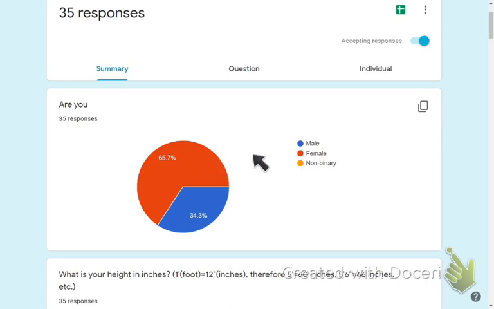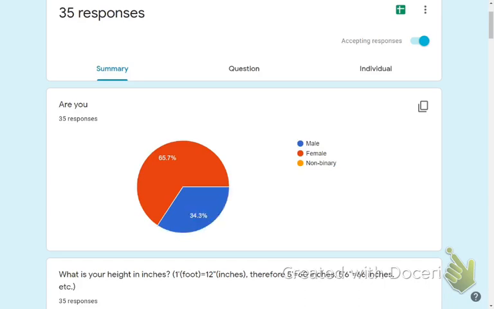So it looks like 65.7% of the people that took this survey identify as female. That was 23 of the respondents. And then 34.3% of the people that completed the survey identify as male. So that is 12 people that identified as male.